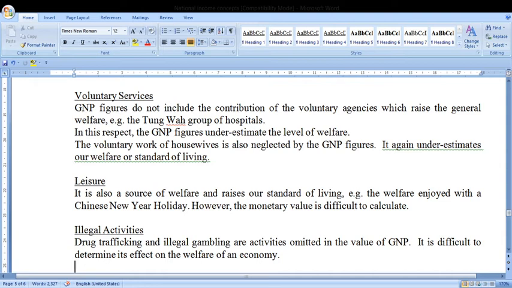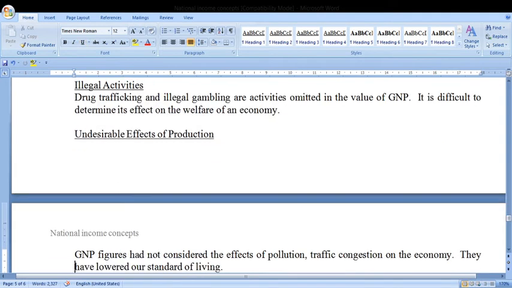Okay, then illegal activities. We used to calculate our legal activities, legal earnings. What about the illegal activities? Some other illegal activities also happen, and those are also sold in the market, like drugs or illegal gambling or other activities. They are also omitted when calculating the GNP.